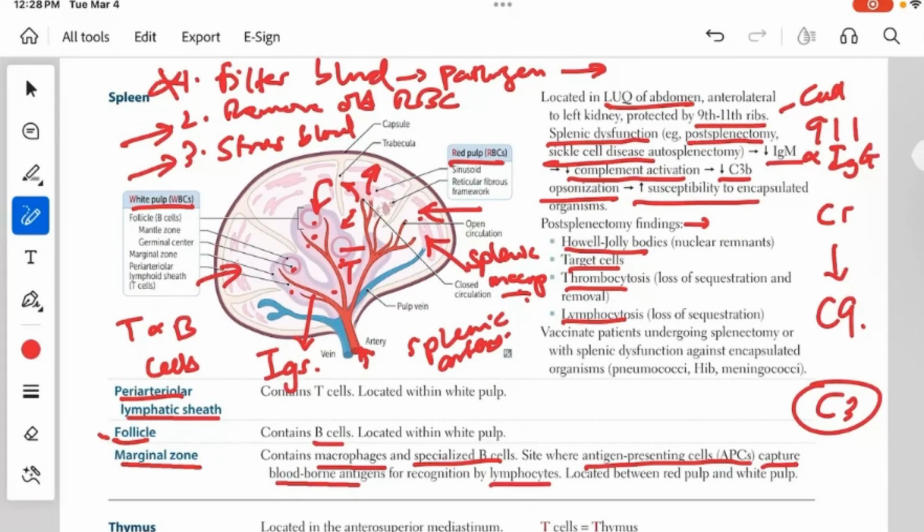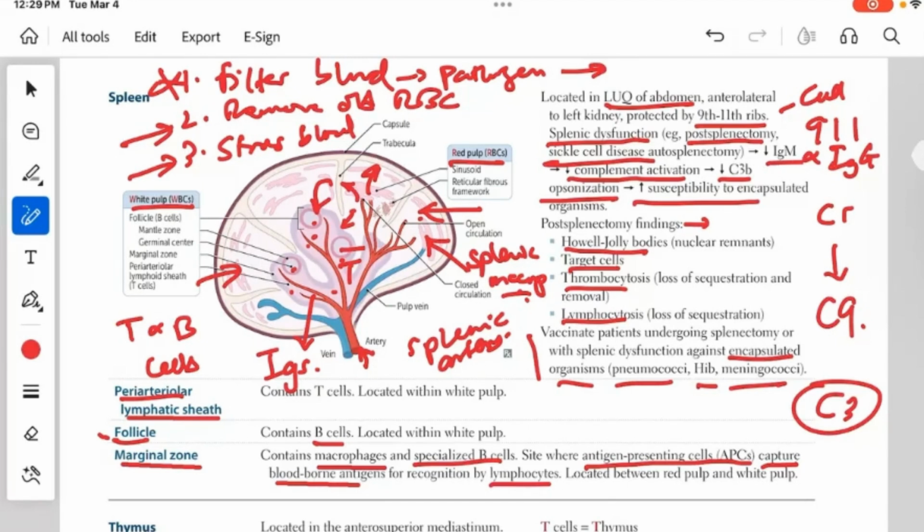So what's the most significant thing here about people that have undergone splenectomy? They have to be vaccinated against encapsulated organisms, right? That's pneumococci, Haemophilus influenzae, and Neisseria meningitidis. Those are the three. And in some cases, they also have to take prophylactic antibiotics. So they require vaccination against encapsulated organisms.